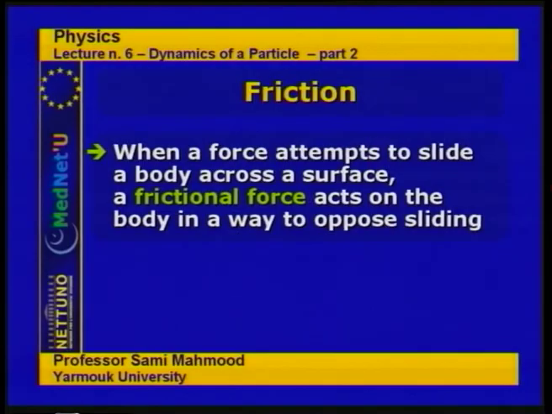Another example is if we have a massive object, such as a cupboard, or a massive rock, or a car on the street, and we try to push on that massive object, the object does not move. Although we are acting on the object by a force, it still does not move.